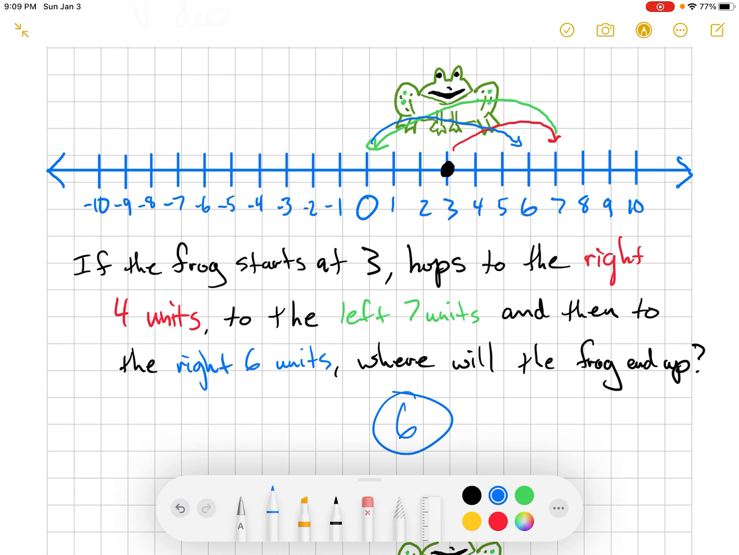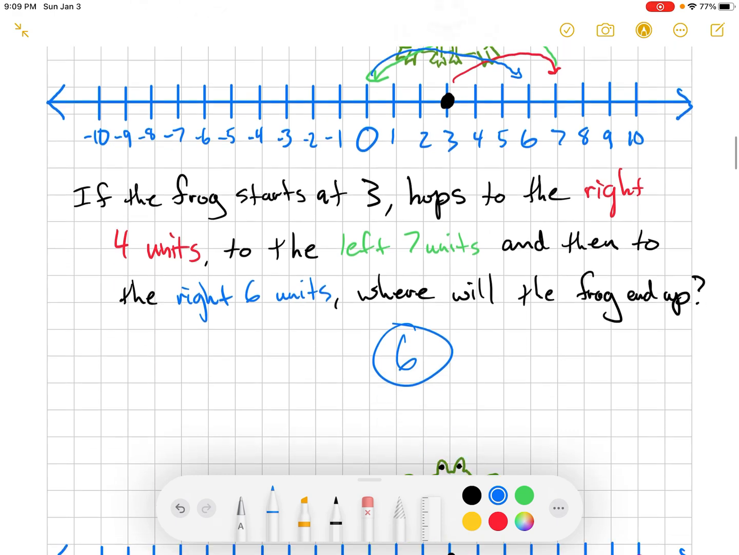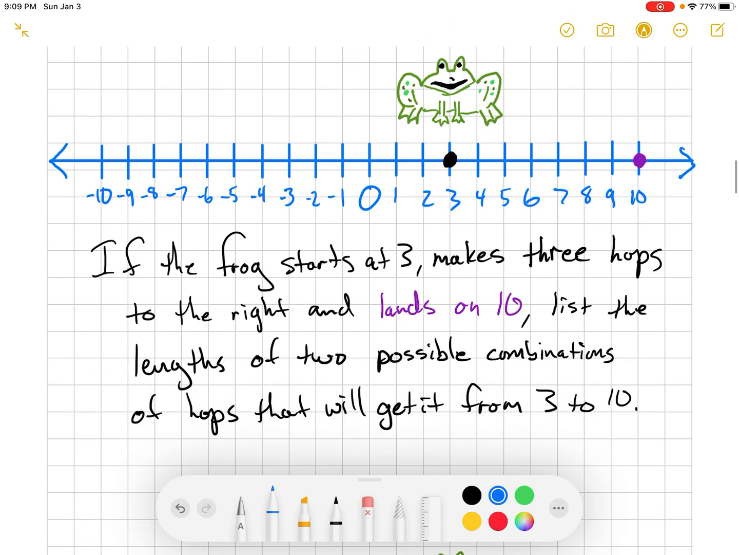So notice here we're working on talking about the frog movement from the right and to the left. And eventually what we need to do is start using this as addition and subtraction, right? That was our goal for today. All right, so here we go, got our frog again.